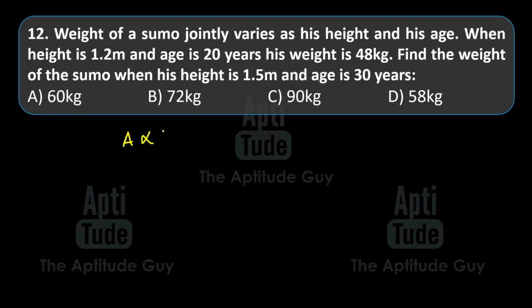Similarly, A is inversely proportional to B is written like this. This means when B increases, A decreases. And when B decreases, A increases. Again, A proportional to B means A is dependent on B and not the other way around. So here, weight of a sumo jointly varies as his height and his age. So weight is directly proportional to height and age. This means when height increases, weight increases. Also, when age increases, weight increases.